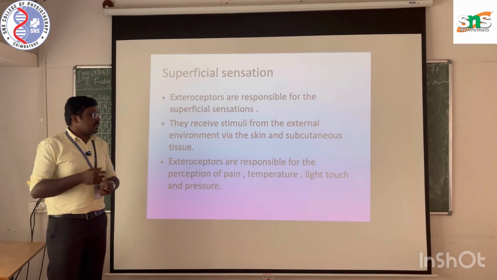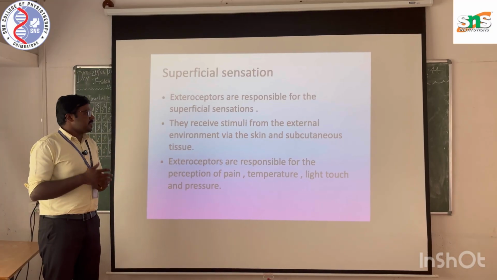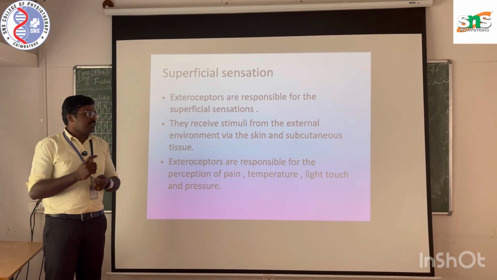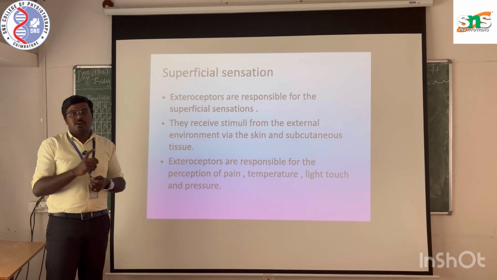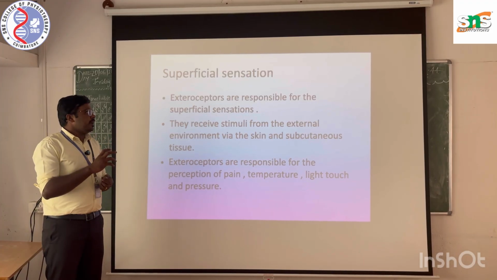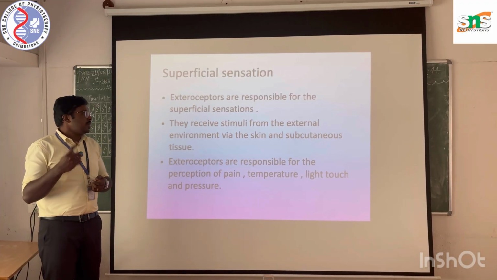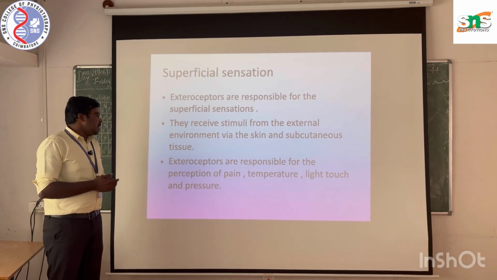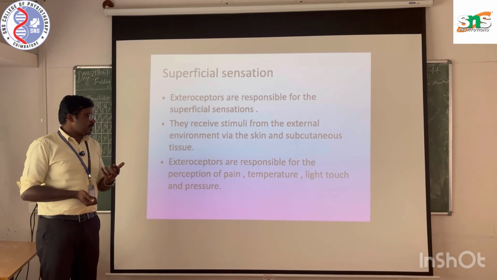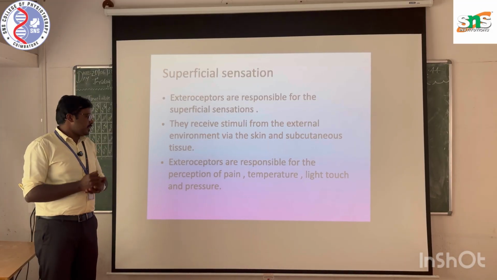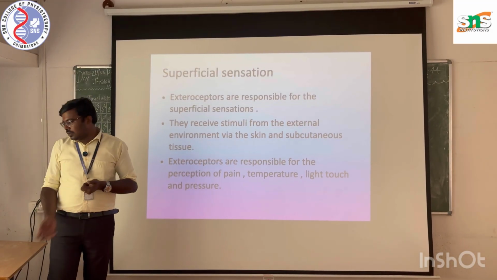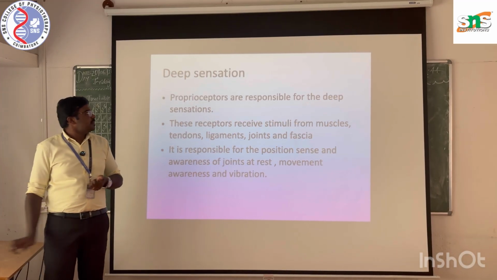These receptors receive stimulation from the external environment, that is the skin and subcutaneous tissues. These structures receive a stimulation and respond to the brain centers. These receptors are responsible for perceptions like pain, temperature, light touch and pressure. So these are also called the superficial sensations.